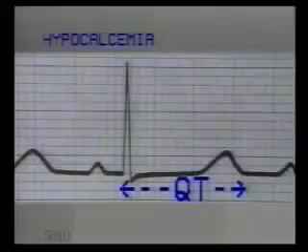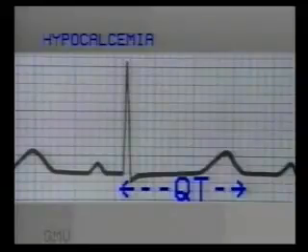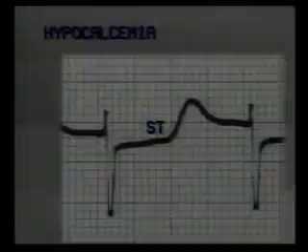Hypo and hypercalcemia. Reduced levels of calcium in blood causes prolongation of QT interval due to prolongation of the ST segment. Normally, QT interval is about 10 small squares or up to 0.4 seconds, but here it is prolonged to about 15 small squares. Note that in this ECG, the QRS is normal, the T wave is also normal, only the ST segment is prolonged.